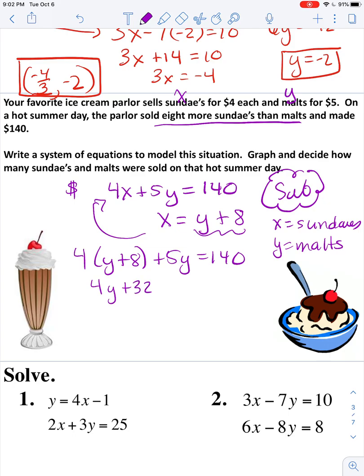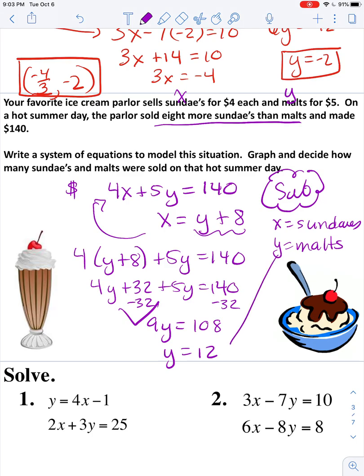So distributing 4y plus 32 plus 5y. I'm just kind of mathing here for a little bit. Now, if you remember from the other day, we got, I think it was 20 and 12 or something like that. Whatever we got, we still need to get, because we're going to be using a different method to find the same thing. So when I combine these, I get my 9y, taking away my 32. And then when I divide that by 9, I find out that y is 12.